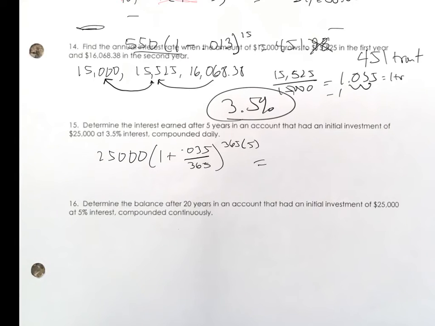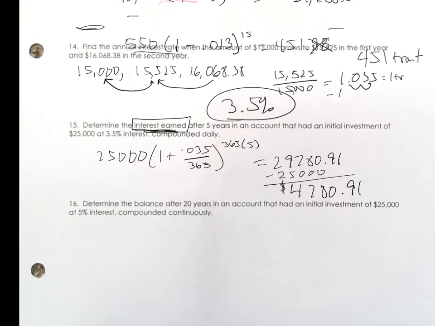Now, when you do this, you get $29,780.91. The question wants the interest earned. Be careful with the questions. So now, of course, you have to take that and subtract the 25,000. You can do all this in the calculator, but I'm just showing you how to do this. And so the answer would be $4,780.91. That's how much interest was earned, not how much money there would be.